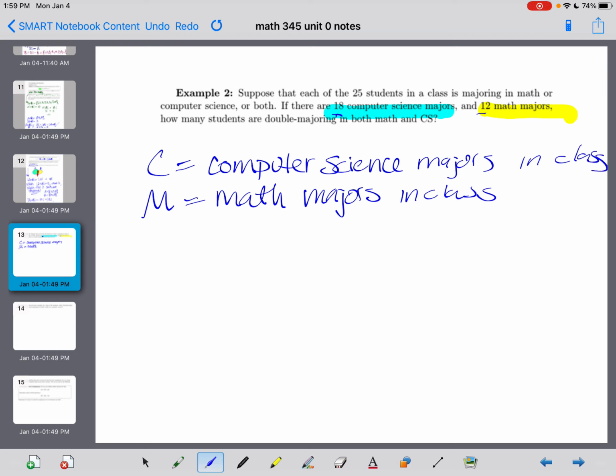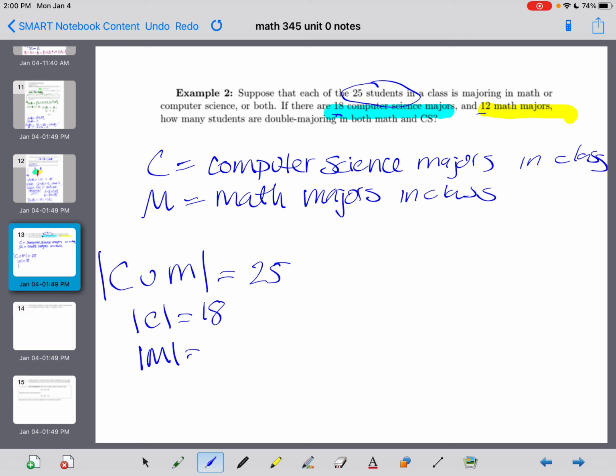So what we know is that everyone in the class, all 25 of these students, is either a computer science major, a math major, or both. So we know that the union of these two sets is going to give you the entire class. So the cardinality of the union is 25. It's all the students in the class. We also know that there are 18 computer science majors, so the cardinality of C is 18, and the cardinality of M is 12, because there are 12 math majors.